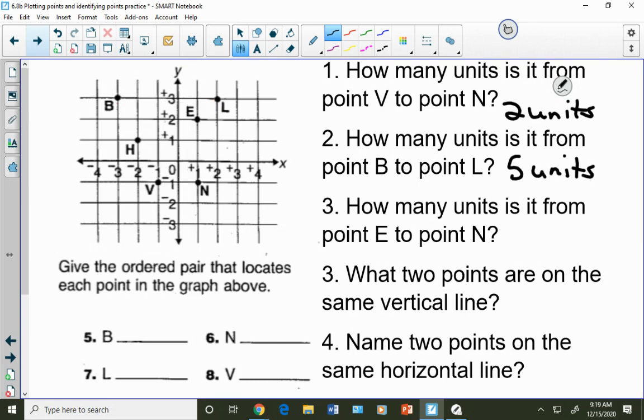Okay. How many units is it from point E to point N? Again, you start at point E, and you count until you get to point N. Count corners when you move. So 1, 2, 3. 3 units.